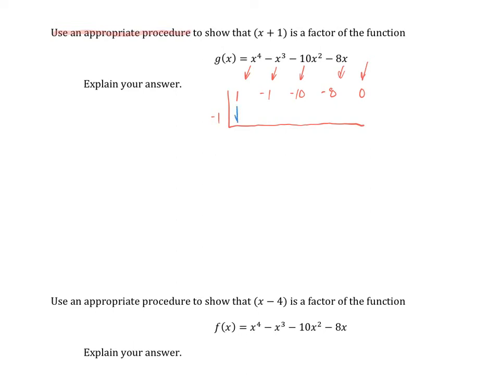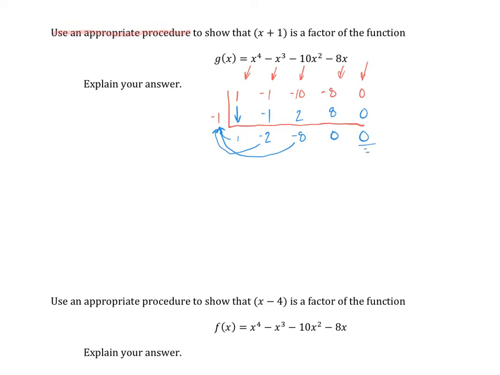So I'll bring down this 1. 1 times negative 1 is negative 1. Negative 1 plus negative 1 is negative 2. Negative 2 times negative 1 is 2. 2 plus negative 10 is negative 8. Negative 8 times negative 1 is positive 8. Plus negative 8 is 0. Times negative 1 is 0. Plus 0 is 0. Notice my remainder is a 0.